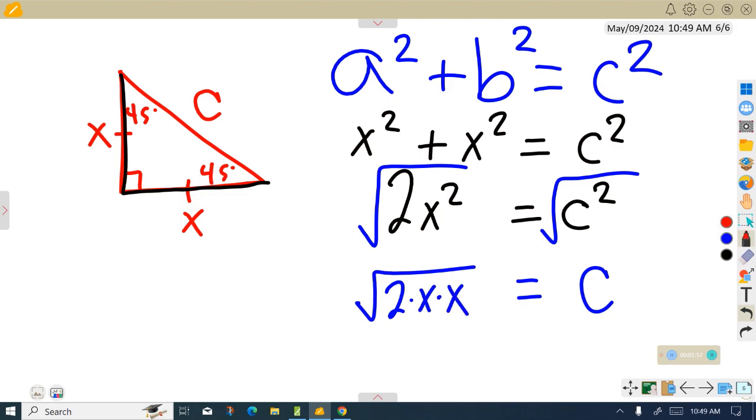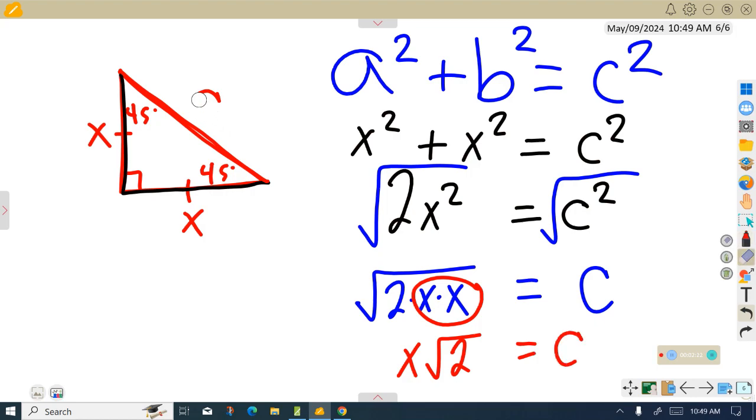Because we're looking at the side length of a triangle, c can't be a negative number. Usually we would put a plus or minus here, but because we're doing geometry, we'll ignore the negative. Now we have two x's, so that means an x will come out of the square root, and we'll have a 2 stay in by itself. So we have that c is equal to x root 2.